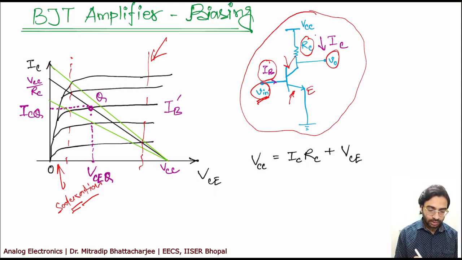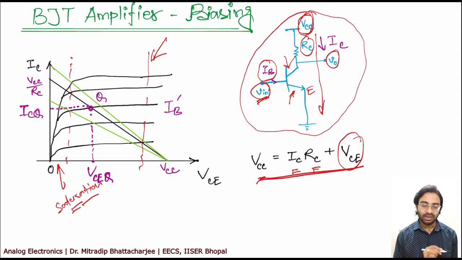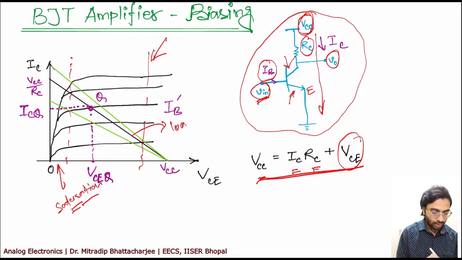Now if we do a simple calculation and take only this loop into consideration after biasing, where VCC is the bias voltage, then we will find that VCC is equal to ICRC plus VCE. If we plot this equation in the output characteristics, we find a straight line, which is also known as the load line.